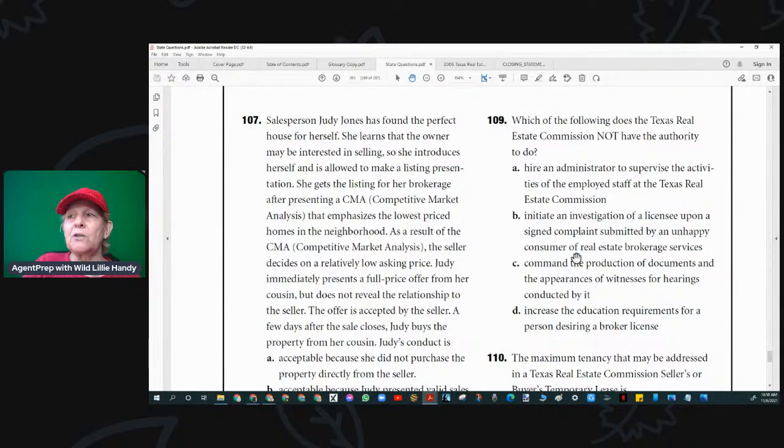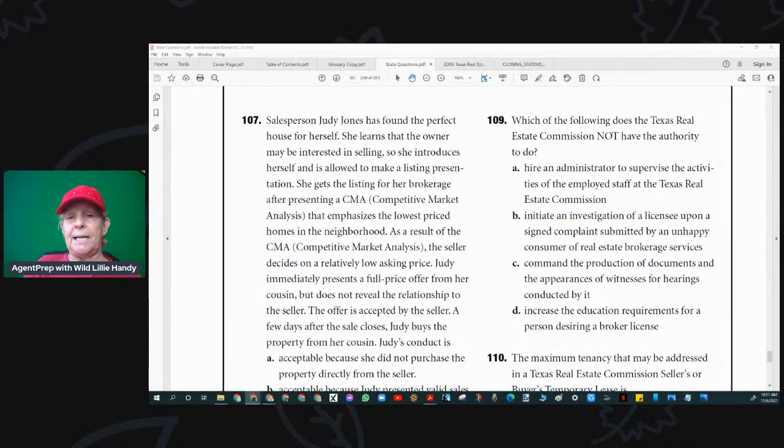Okay, the answer here is 109D. They cannot increase the education requirements for a person desiring a broker license. TREC only has the authority to administer the provisions of the Texas Real Estate License Act, known as TRELA. Education requirements are established by the legislature and are a part of the Texas Real Estate License Act, known as TRELA. So it's not up to TREC. It goes to the legislature and the Texas Real Estate License Act.